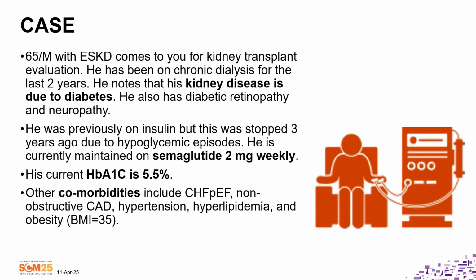So we'll start with a case. This is a 65-year-old man with end-stage kidney disease who comes to you for kidney transplant evaluation. He's on chronic dialysis, and he notes that his kidney disease is due to diabetes. He also has diabetic retinopathy and neuropathy. He was previously on insulin, but this was stopped 3 years ago due to hypoglycemic episodes. And he's currently maintained on semaglutide, 2 milligrams weekly. His current A1C is 5.5%, and other comorbidities are pretty common in our patient population. He's got heart failure with preserved ejection fraction, non-obstructive CAD, hypertension, hyperlipidemia, and his BMI is 35.